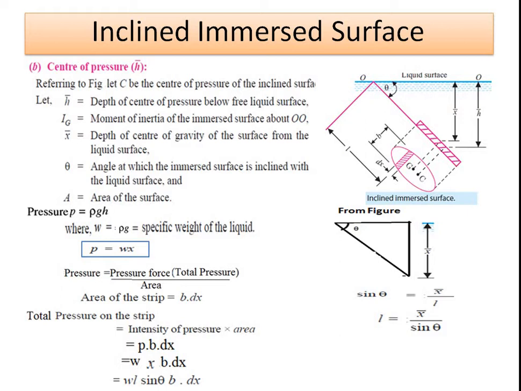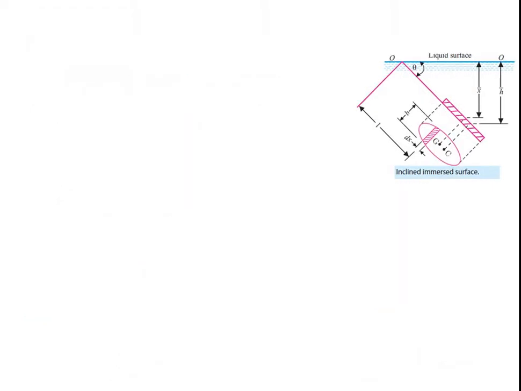Now how this L into sin theta comes, I will write it once again here, how we have calculated W into L into sin theta into dx, because we know that L is nothing but x bar divided by sin theta, which is equal to x divided by sin theta, and similarly equal to h bar divided by sin theta.